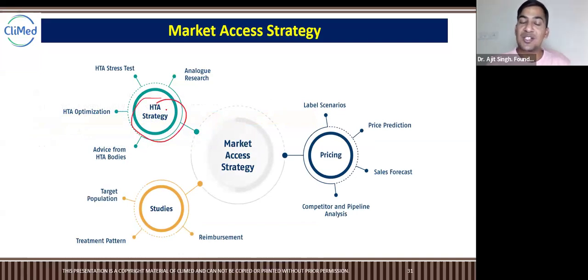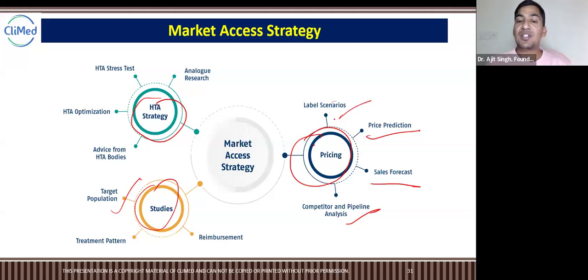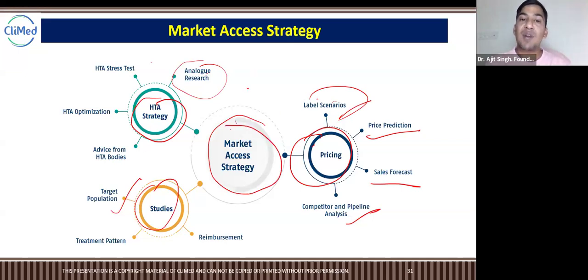So first is HTA strategies we have discussed, right? Health technology assessment. Then there are target population strategies, epidemiological strategies, and then pricing strategies, like what should be the price prediction, sales forecast, competitors, pipeline analysis, label scenarios. So these are the different strategies. That's how we actually assess the market. This is how we study the market before any launch.